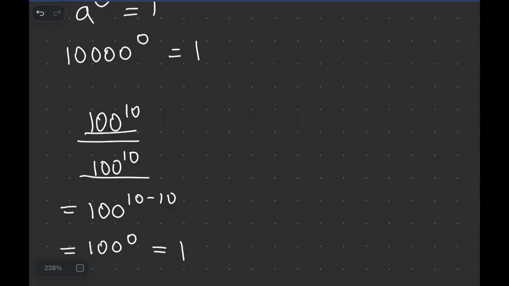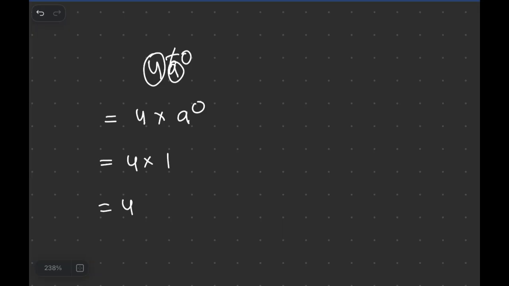Okay, let's look at some questions. 4a to the power of 0. That is equal to, now in this, 4 does not go to the power of 0. 4 does not go to the power of 0. The power of 0 only applies to the base that is involved with it, and the base is a. So it's 4 times a to the 0, and a to the 0 is 1. That's just 4.